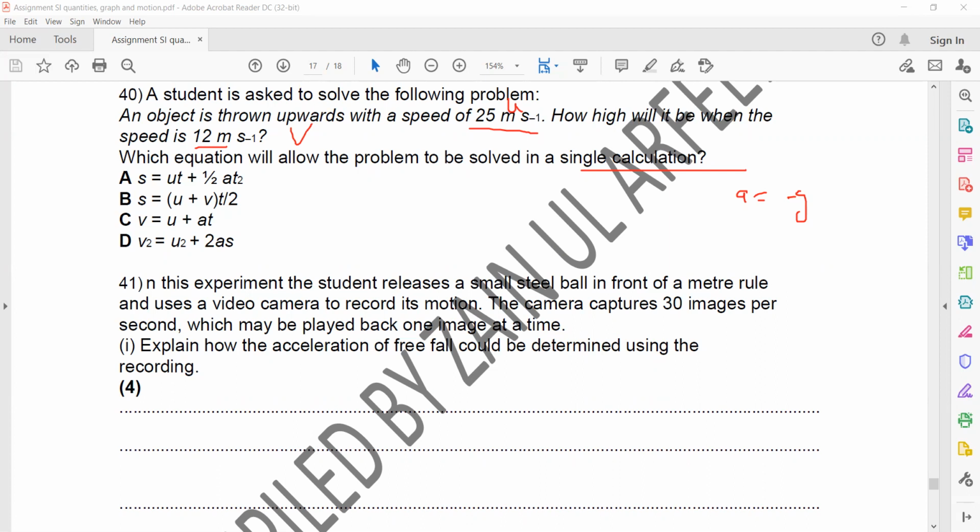So for question 40, because we have v, we have u, we have a, so we can use it to find. Because the other equation involves time, and the time is not given in the question.